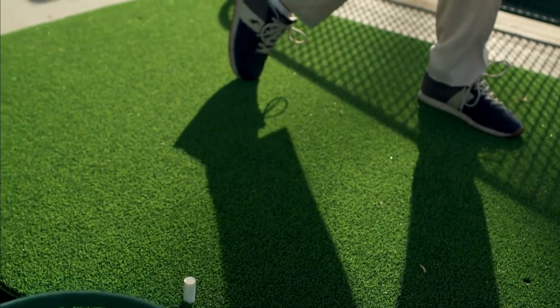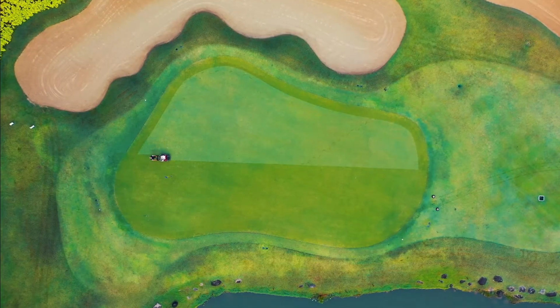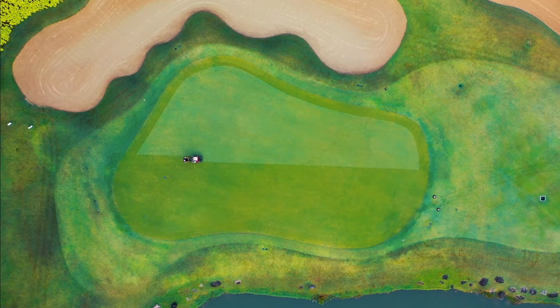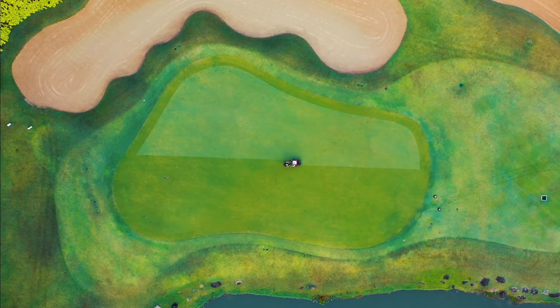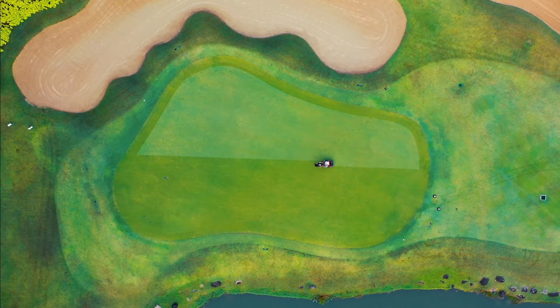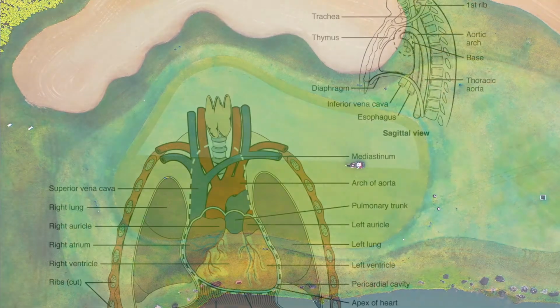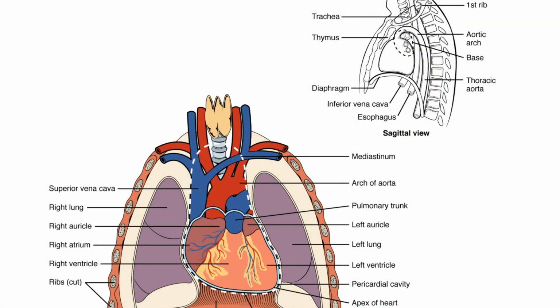Conduction systems of the heart. Contractions of the heart are stimulated by the electrical conduction system. The components of the cardiac conduction system include the sinoatrial or SA node, the atrioventricular or AV node, and the left and right bundle branches, and the Purkinje fibers.